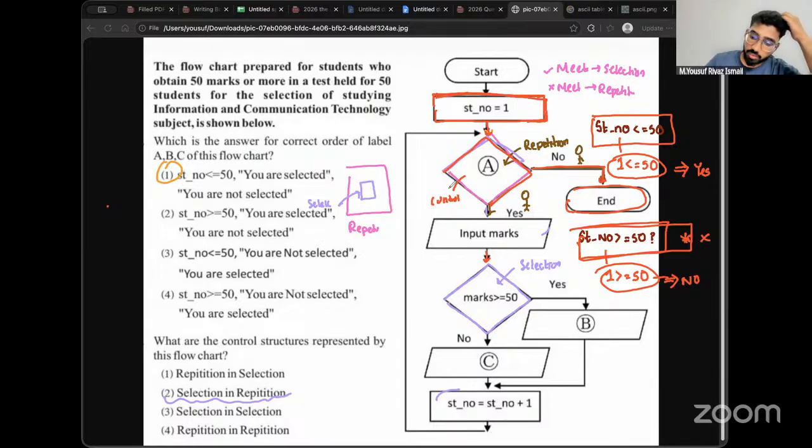But if they only use greater than without equal, same thing. Like if the condition was ST number greater than 50, and the value of ST number was 1 when the program started, if I ask you is 1 greater than 50, what's your answer? Yes or no? No. So in this program also, we're directly going to end the program.